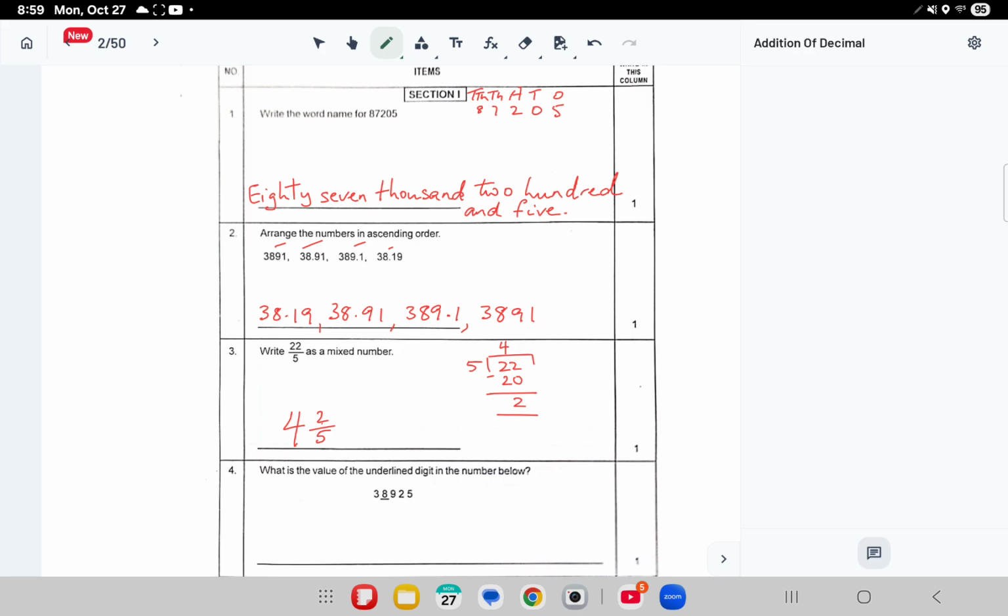Right, number 4. What is the value of the underlying digit in the number below? Value, very important, value. So we write down our number. Then we look at our place value chart, ones, tens, hundreds, thousands, tens of thousands. 8, that one the value. To get the value, you take the digit and multiply it by the place value, in this case, which is 1,000. So our answer will be 8,000.